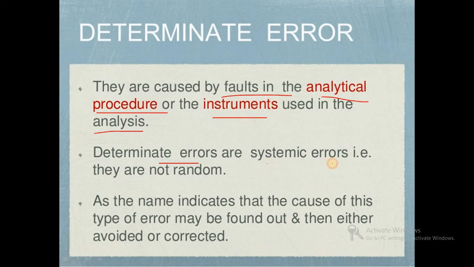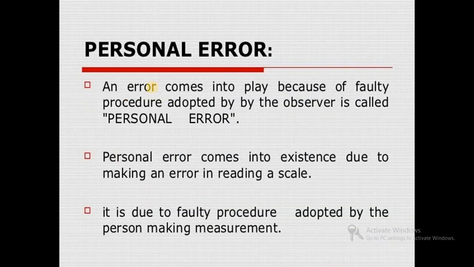Determinate errors are systematic errors. Another name for determinate error is systematic error, that is, they are not random, so they can be minimized. As the name indicates, the cause of this type of error may be found out and then either avoided or corrected. We can correct that error.